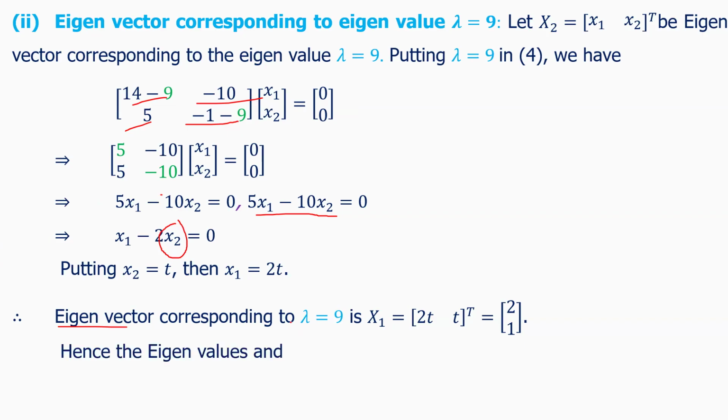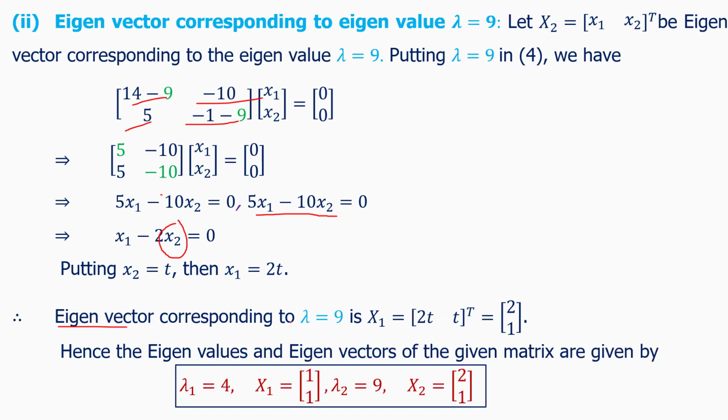Hence, the eigenvalues and eigenvectors of the given matrix are: lambda 1 equal to 4, and corresponding to this eigenvalue, the eigenvector is (1, 1). Similarly, corresponding to lambda equal to 9, the eigenvector is (2, 1). So these are the eigenvalues and eigenvectors of the given matrix.